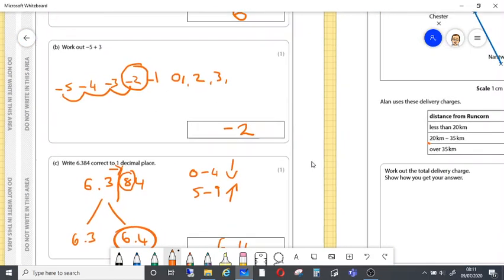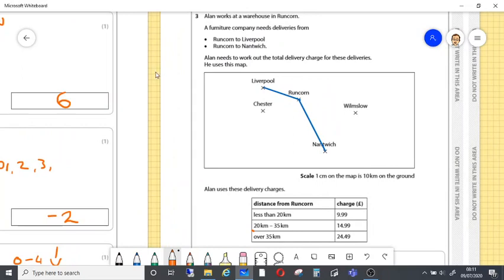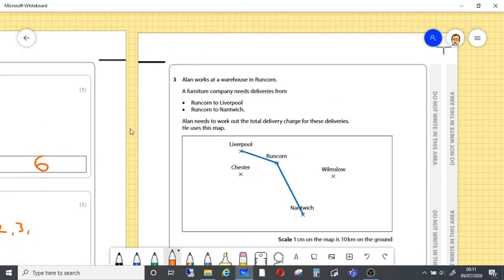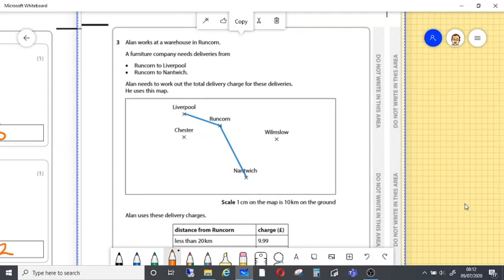Let's go to my next question. With this question, the software I'm using won't allow me to measure accurately, so I've put the lines in already and measured this. So it says Alan works at a warehouse in Runcorn. A furniture company needs deliveries from Runcorn to Liverpool and Runcorn to Nantwich. Alan needs to work out the delivery charge for each of these deliveries. And we've got a bit of a clue here.